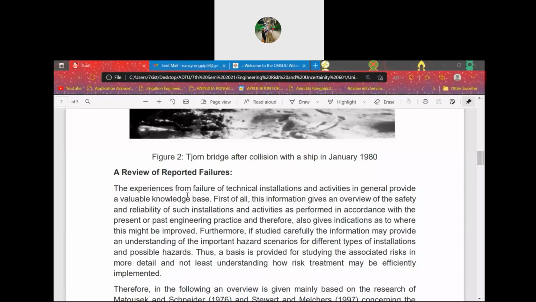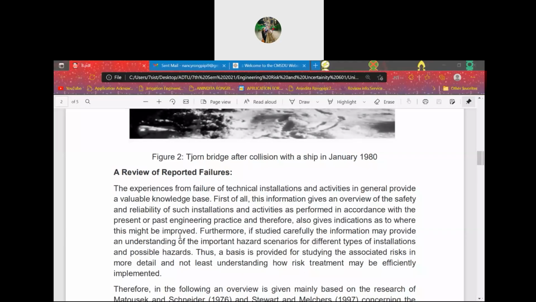On our review of reported failures, experiences from failures mainly occur due to technical installations and wrong installation processes and activities. The failure of technical installations and activities in general provides rather valuable knowledge. After the incident took place, you get the knowledge of how this failure of technical installation or activities took place.